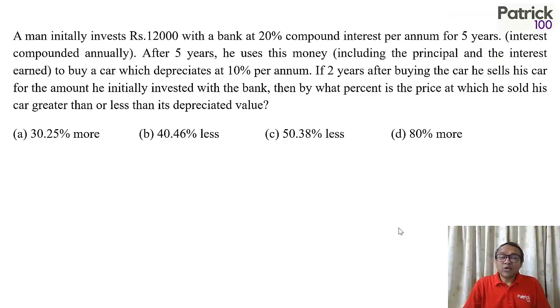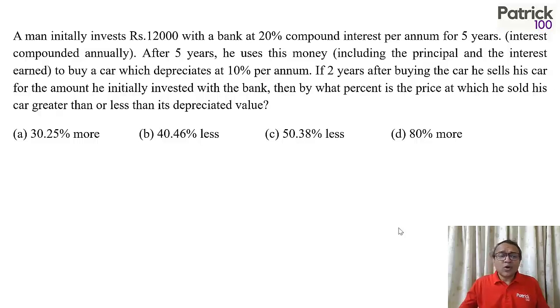A man initially invested 12,000 in the bank at compound interest for 5 years. After 5 years he used the money, including the principal and interest, to buy a car that depreciates 10%. Two years after buying the car he sells it.